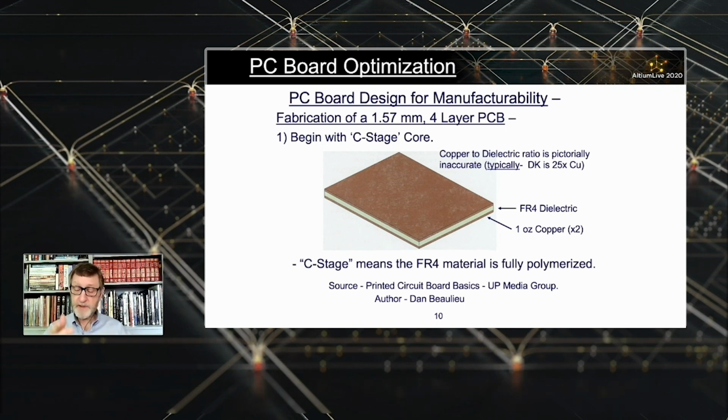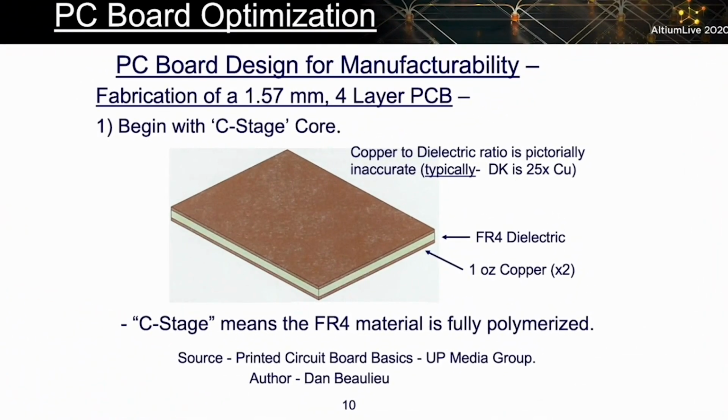One thing to notice about this particular picture, it is inaccurate in the sense that when you're building a 4-layer board, that center core will actually be about 25 times thicker than either of the sheets of copper above and below it. This is just a drawing, and the guy who drew it, Dan, drew it just to get the point across how boards are fabricated. His intent wasn't to accurately depict the process. In a 4-layer board, that center dielectric will be much thicker than the copper.